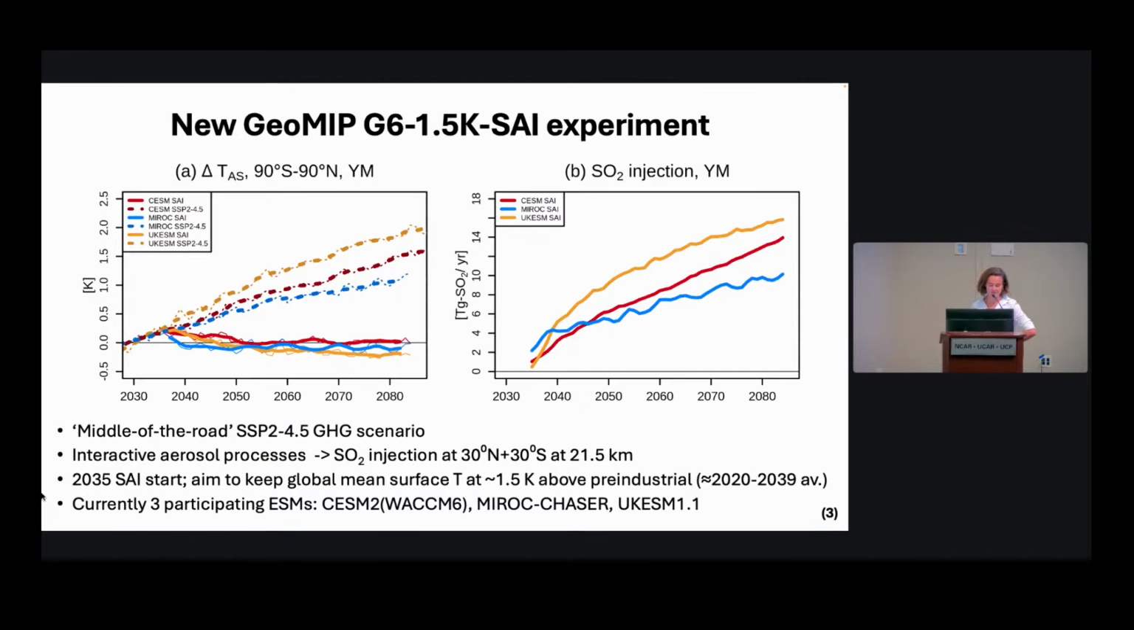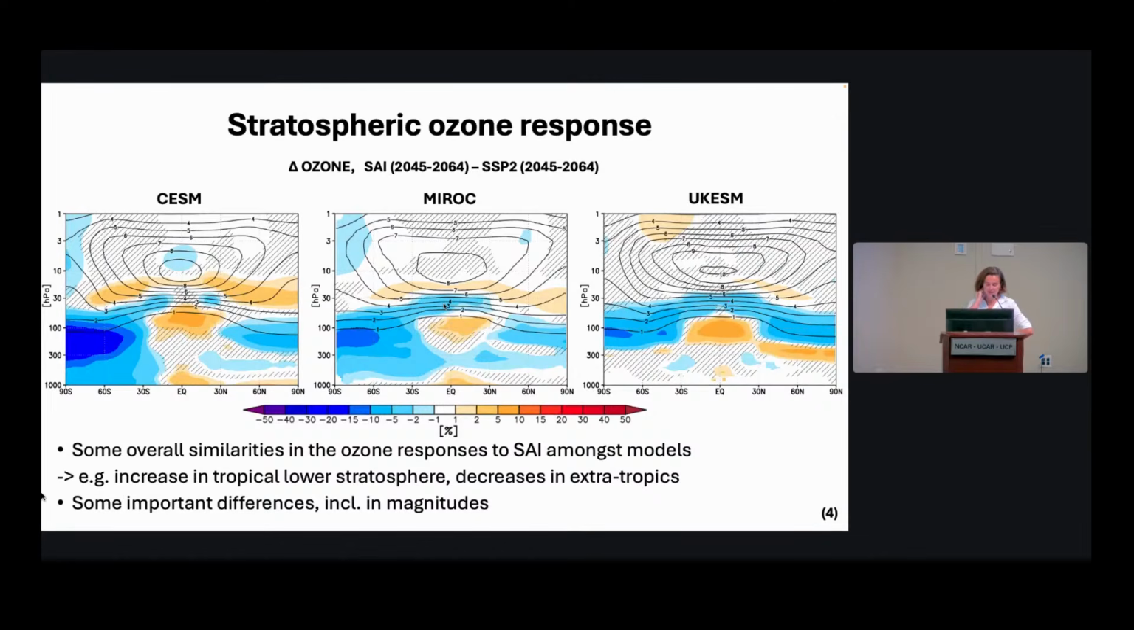So far, 3 models that have interactive chemistry on sulfate aerosols have participated: CESM2-WACCM, MIROC-CHASER, and UKESM. So here are the annual mean ozone responses to SAI simulated in these 3 models.